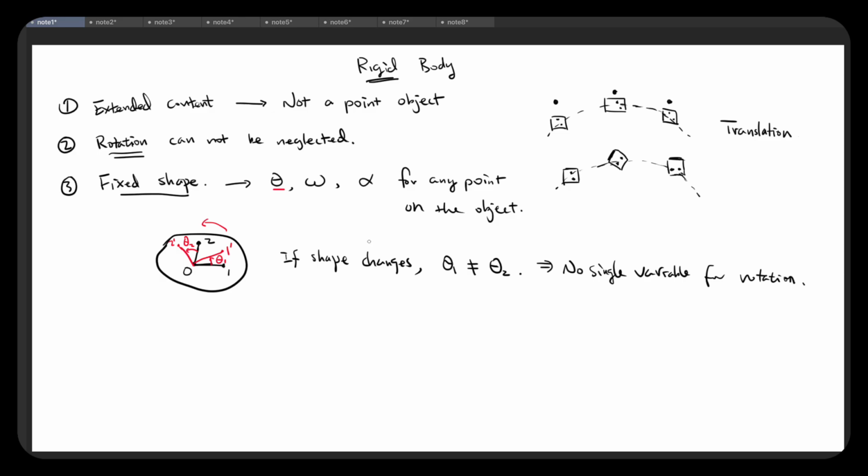So that's why in the ideal case, when you talk about an object's motion, we want to say its shape is fixed. Right? During the rotation, we cannot change its shape. So that's why it's important we have this condition here. It guarantees that we have a single set of variables for describing rotation. Okay, so that's the definition of rigid body.